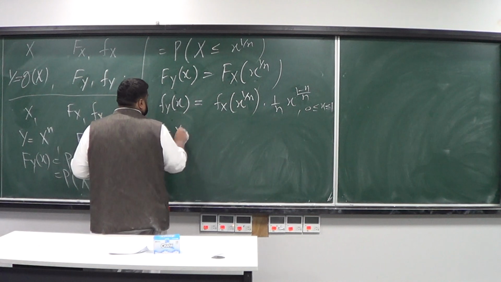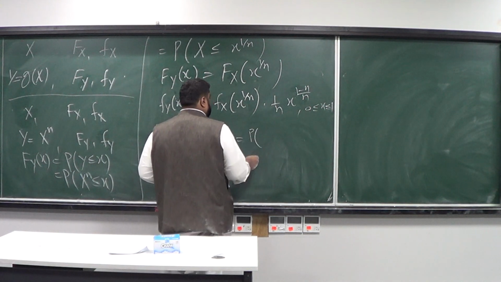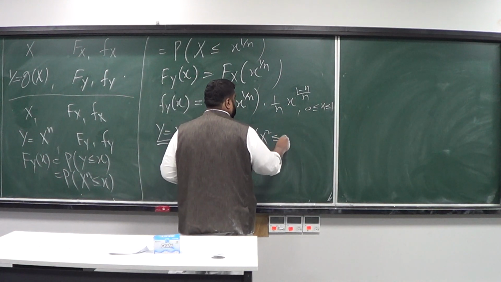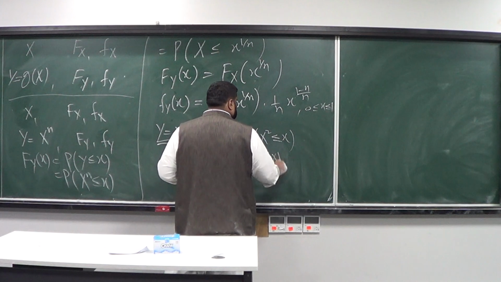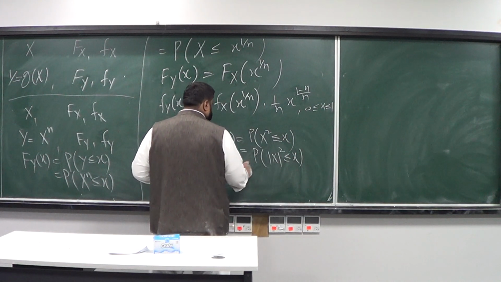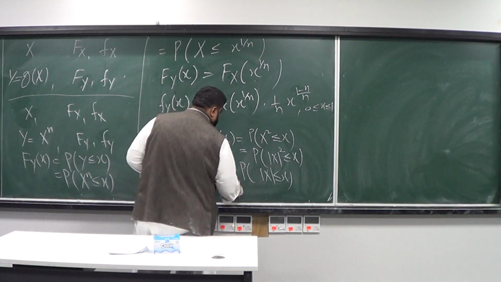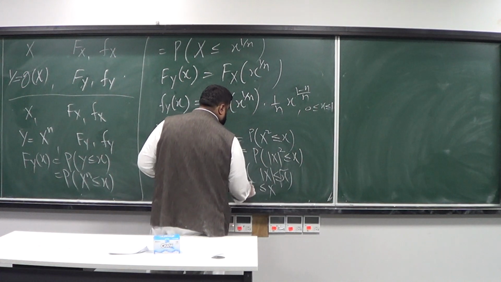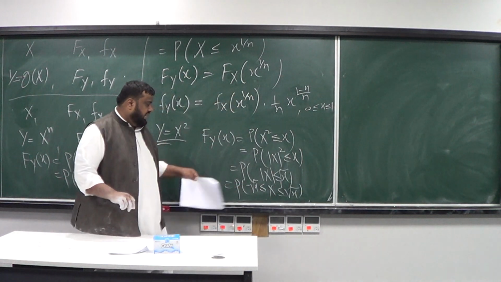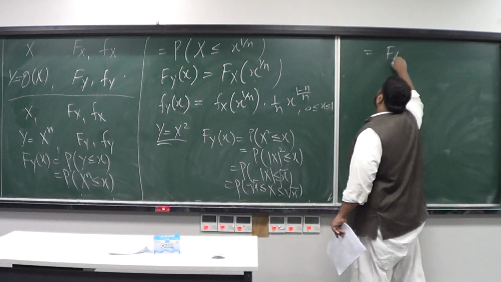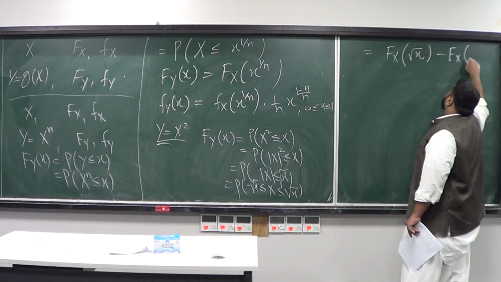Say for Y equal to X squared, you can have a trick. F_Y of x is the same as the probability that X squared is less than or equal to x, and hence this is the same as the probability of the absolute value of X less than or equal to square root of x. But this is the same as the probability of X being between minus square root of x and square root of x. And this probability can be computed as F_X evaluated at square root of x minus F_X evaluated at minus square root of x.